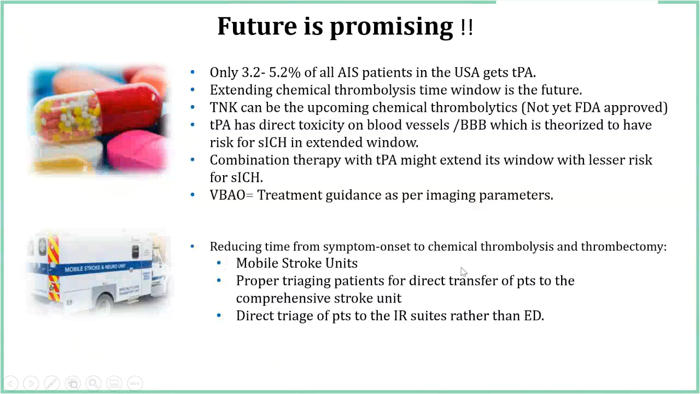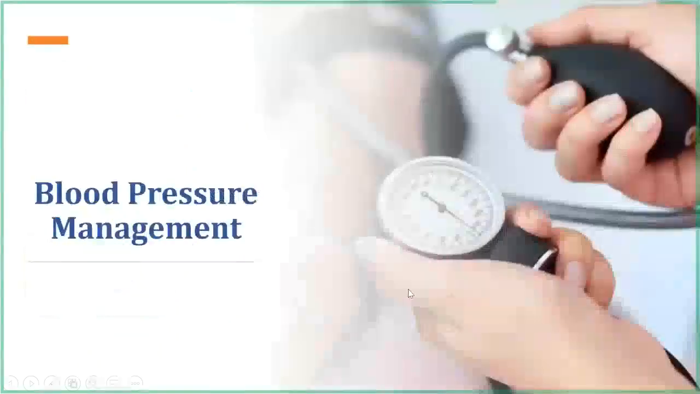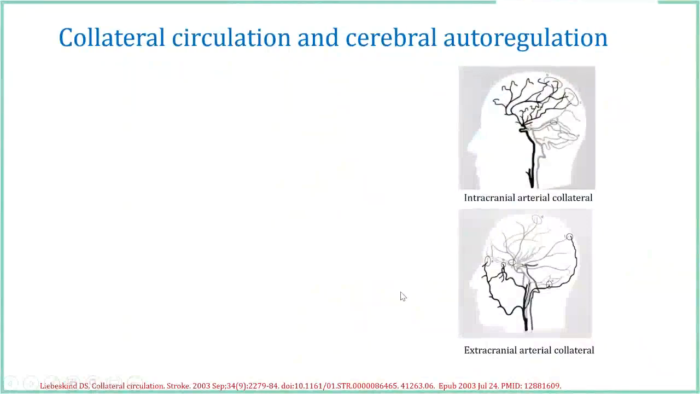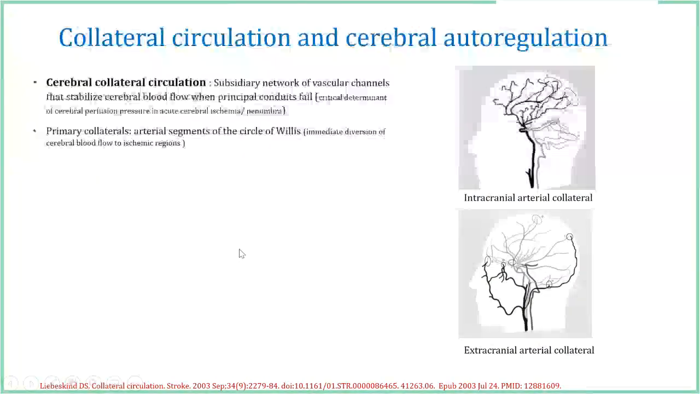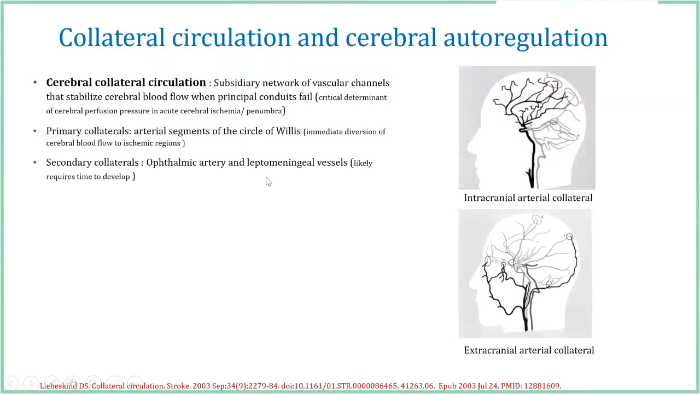Is reperfusion the only thing that we can use in the treatment of acute stroke management? Probably not. We'll talk about some blood pressure management measures as well. The concept of collateral circulation is a subsidiary network of blood vessels that stabilizes the cerebral blood flow after the principal conduit fails. There are two sets of collaterals. The primary set comes from the circle of Willis. The secondary set comes from the external carotid artery and its branches.